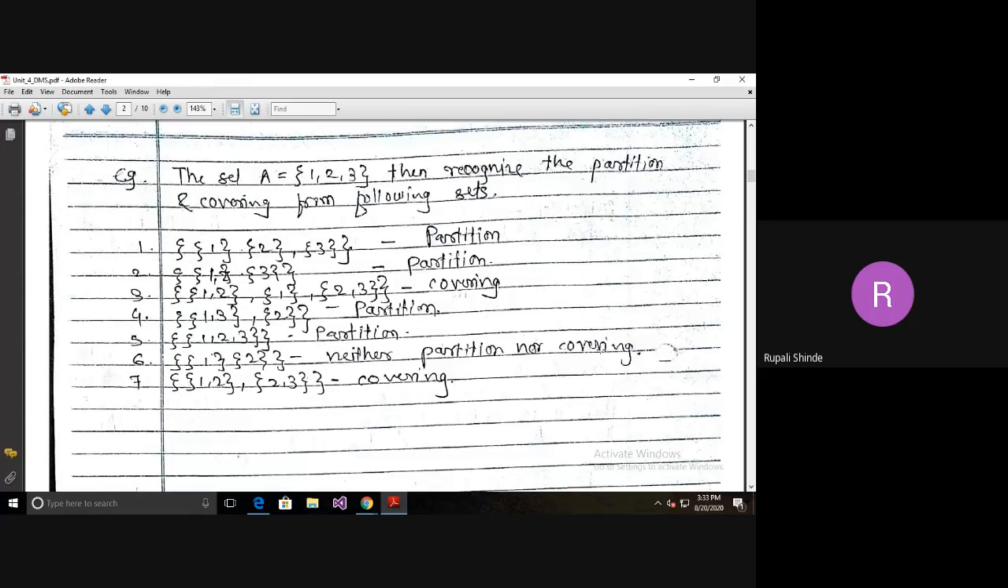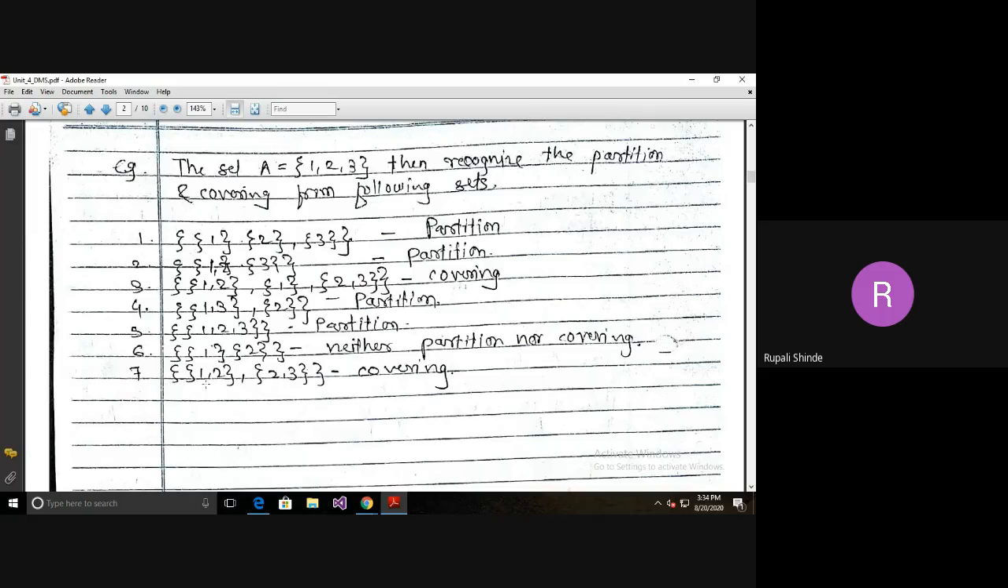जर कवरिंग नसेल तर ते पार्टिशन पण नसतं. जर कवरिंग असेल then only we can check for partition. कंडिशन समजली का? आपण काय म्हटलं, every partition is a covering. जर ते पार्टिशन असेल तर ते कवरिंग असणारच आहे. फक्त कवरिंग असेल तर आपल्याला चेक करायचं आहे whether it is partition or not. आता इथे हे कवरिंग पण नाही आहे, so it is not required to check for partition. It can never be a partition.